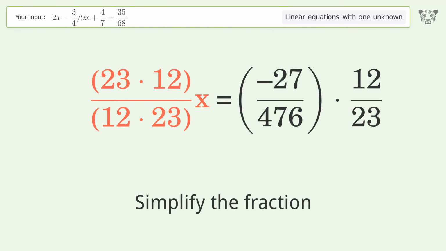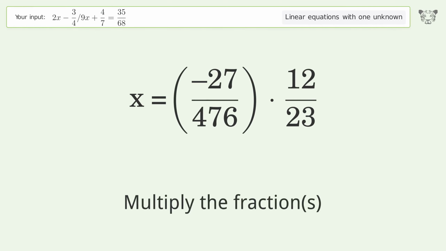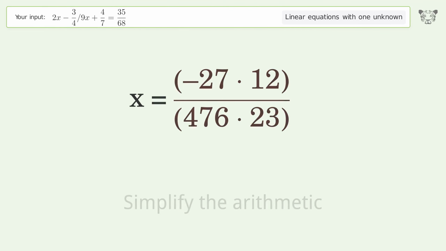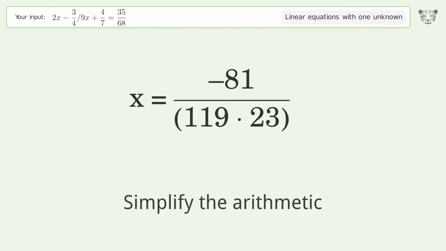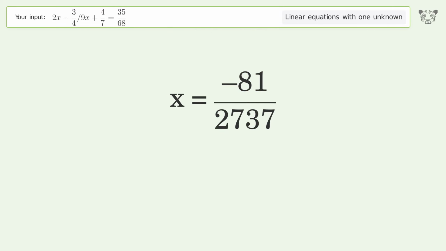Simplify the fraction. Multiply the fractions. Simplify the arithmetic. And so the final result is x equals -81 over 2737.